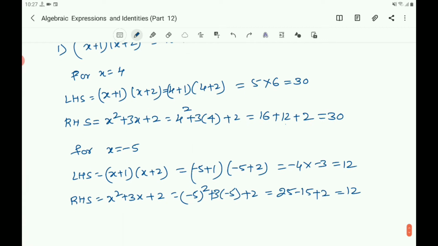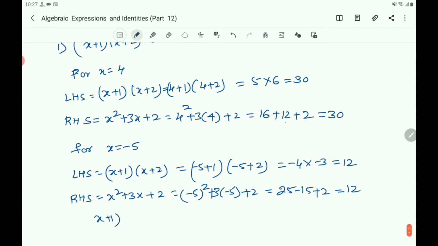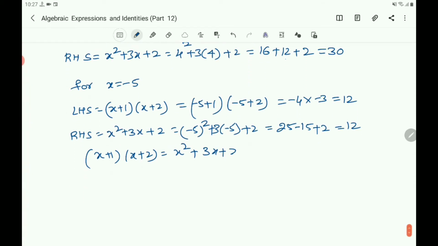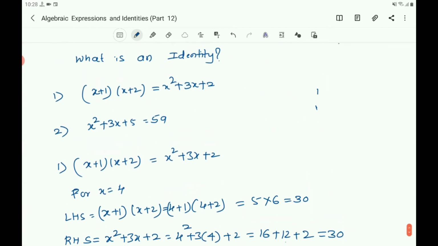For all values of x, you can have (x plus 1) into (x plus 2) equals x square plus 3x plus 2. You take any value for x, and the LHS and RHS of the equation become the same. That is one category.